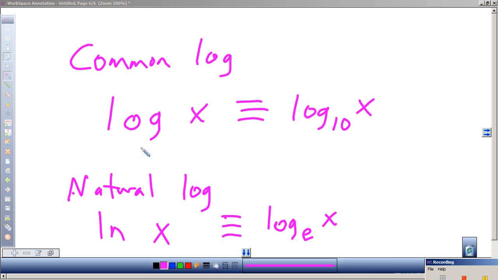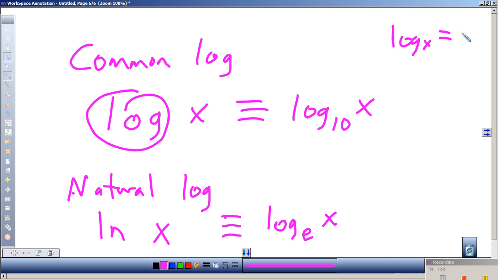Now, what I'm saying is some people or some places use log, when you see just this, as the same as ln x. However, you won't see that very often, and if you do, you can just frown and ignore it. Is it wrong? Not really. It's just different.